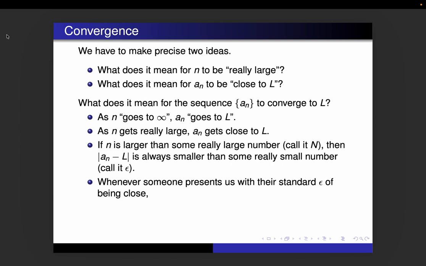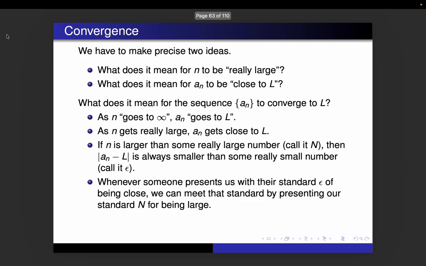And so kind of rewording this, whenever someone presents to us their standard of epsilon of what it means for a sub n and L to be close, we can meet that standard by presenting our standard for n being large. So anytime someone else gives us an epsilon saying you have to get the distance less than epsilon, I scurry around, I find a big N, I say, okay, as long as your little n is bigger than this big N, then that'll meet your standard.